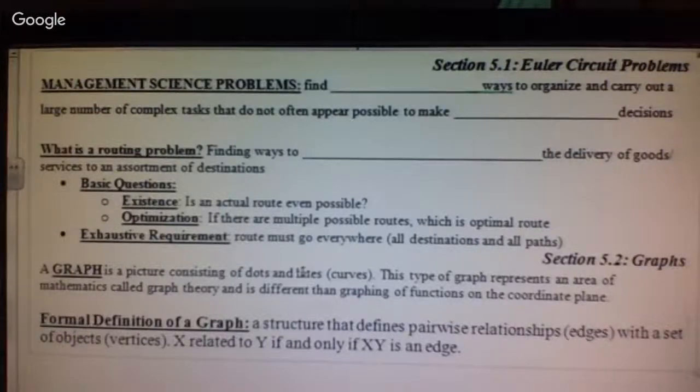Okay. So this brings about all of our graphing for the next 4 chapters. But we don't graph on an XY axis. We just graph. So we're going to focus on what we call management science problems, which is finding efficient ways to organize and carry out a large number of complex tasks that do not often appear possible to make optimal decisions.